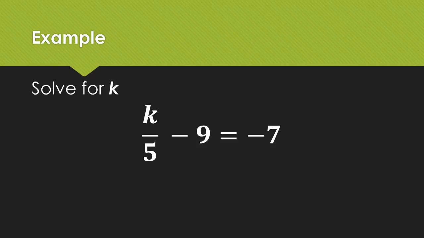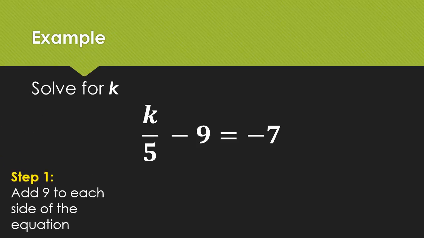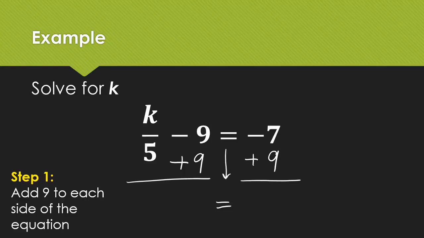So our very first step is we need to add 9 to each side of the equation. We're trying to get k by itself, so we're looking now at k divided by 5 minus 9 equals -7. We're going to add 9 to both sides of our equation. Remember, we must show our work here. So we bring down the equal sign. We know that +9 and -7 comes out to +2. And on our left side of the equation, we just have k divided by 5.